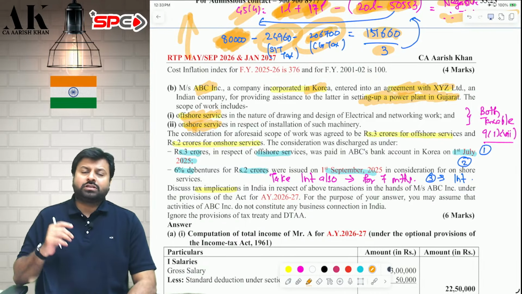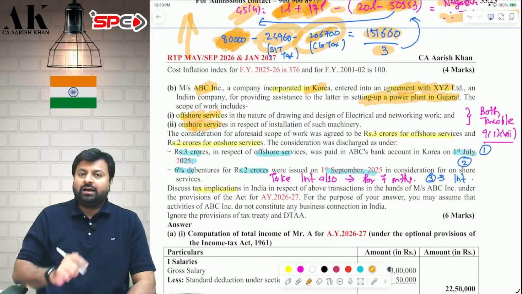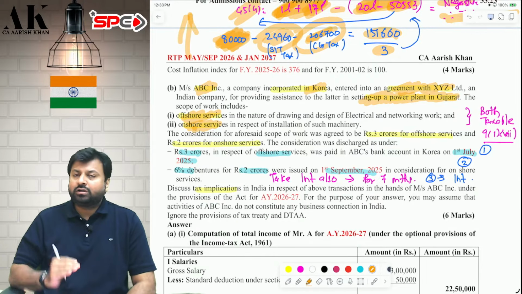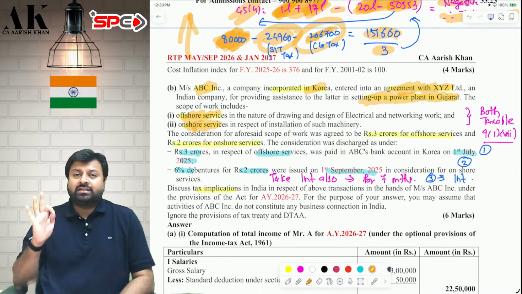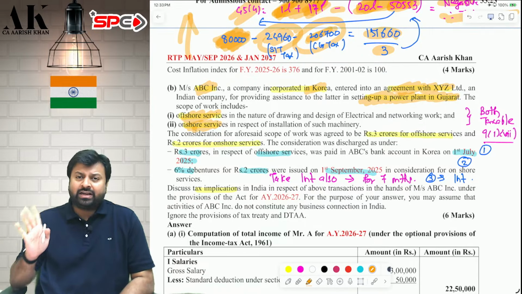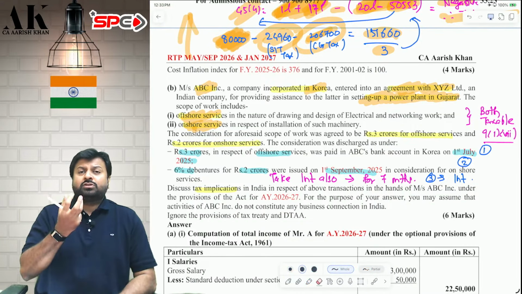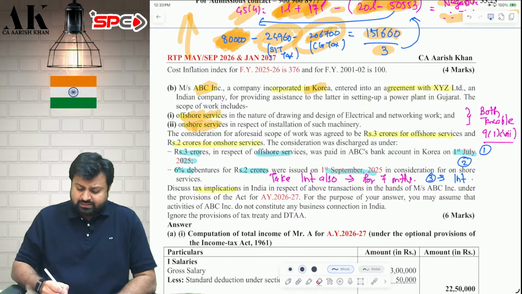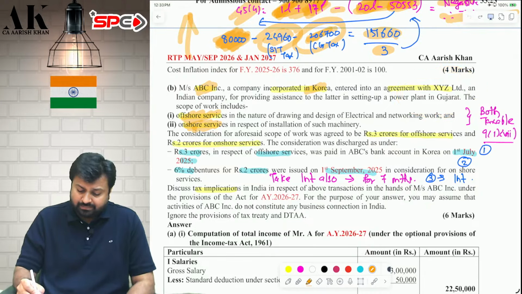What do I mean by offshore services? Offshore means they are providing from outside India. Onshore means they are coming to India. Both of them are taxable because it is an FTS, fees for technical services. In case of fees for technical services, royalty, and interest, it is not necessary that you should come to India to provide service. The services should be utilized in India. Yes, the services are utilized in Gujarat. That is sufficient. There is no need to come to India and provide services. Both of them are taxable.